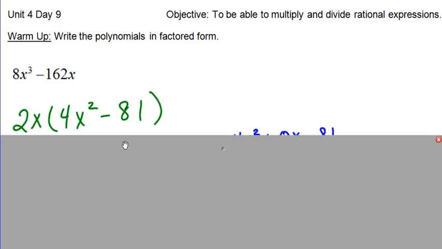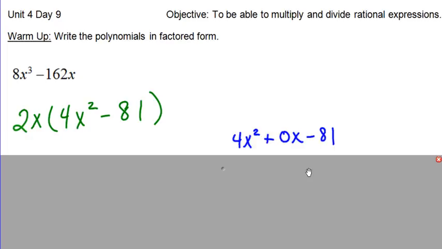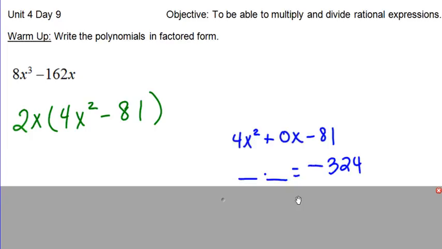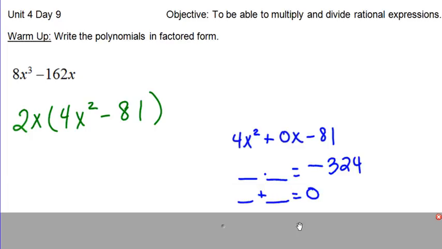So again, looking at our polynomial here, we want to see if we can break it into more basic components. Can we factor the quadratic polynomial? Well, we can see that we're missing our linear term, so sometimes you like to write it to show that you're missing that linear term. And we can follow the quadratic pattern that we've done in the past, the leading coefficient times the constant. So what times what gives us negative 324, and what plus what gives us 0.